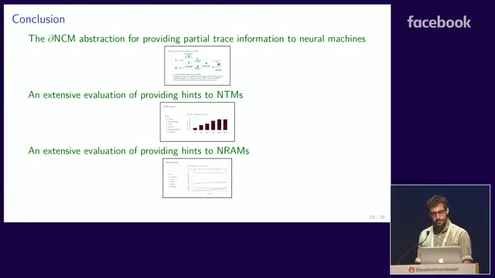In conclusion, we provided an abstraction that lets you provide parts of traces to neural computational machines, and we provided an extensive evaluation of giving hints to neural Turing machines and neural random access machines.